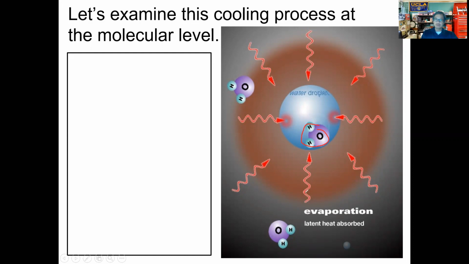So the sweat bead is going to absorb heat from your body, from your head. And as it absorbs heat, the water particles that sit at the surface here, they leave. They leave with all that kinetic energy that they absorbed. Now remember, kinetic energy is proportional to temperature, which is proportional to heat. So if the particles leave with a lot of kinetic energy, it's at a higher temperature, it's going to take with it a lot of heat.